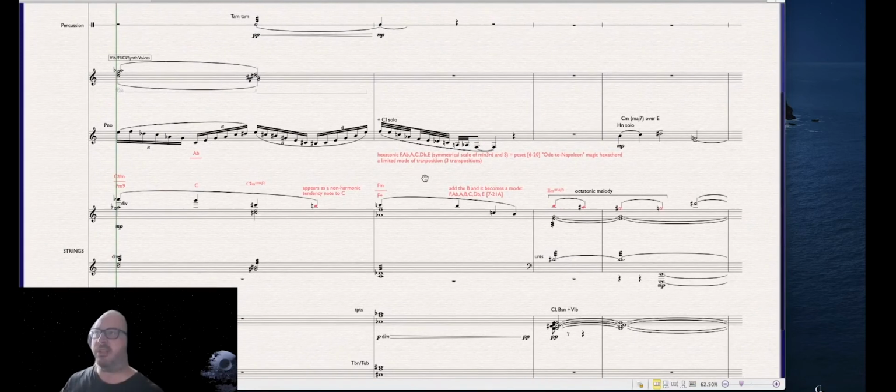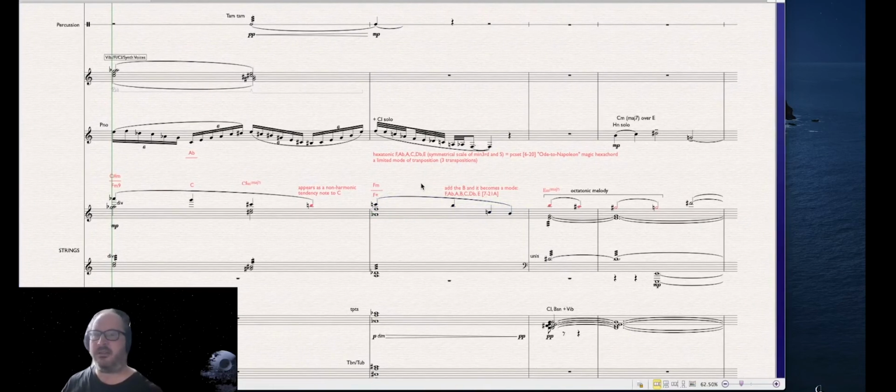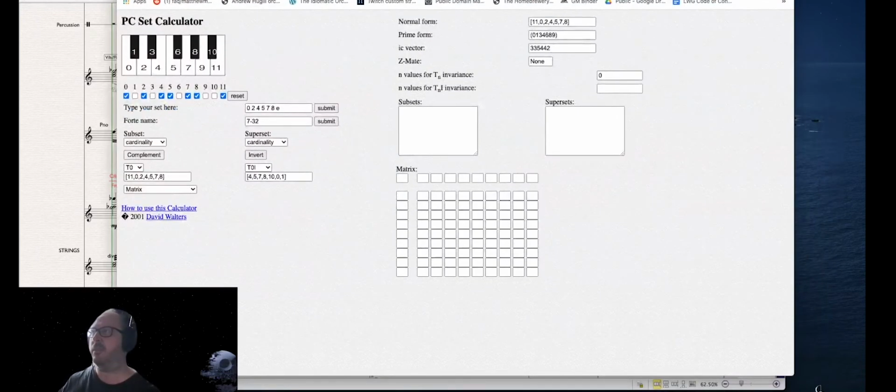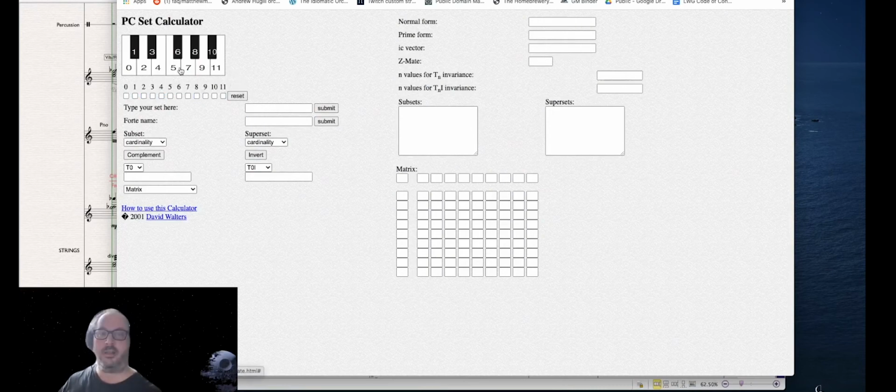I want to go into more depth about this hexatonic set because when I was analysing it, I thought, I wonder what are those notes? There's a very good website actually, which is a set calculator. You just put it into Google and you can put in the notes.